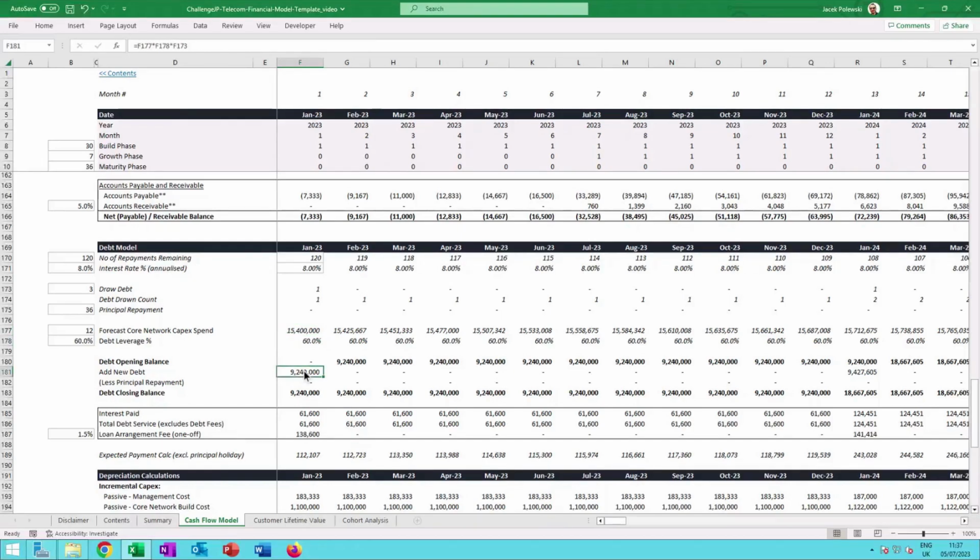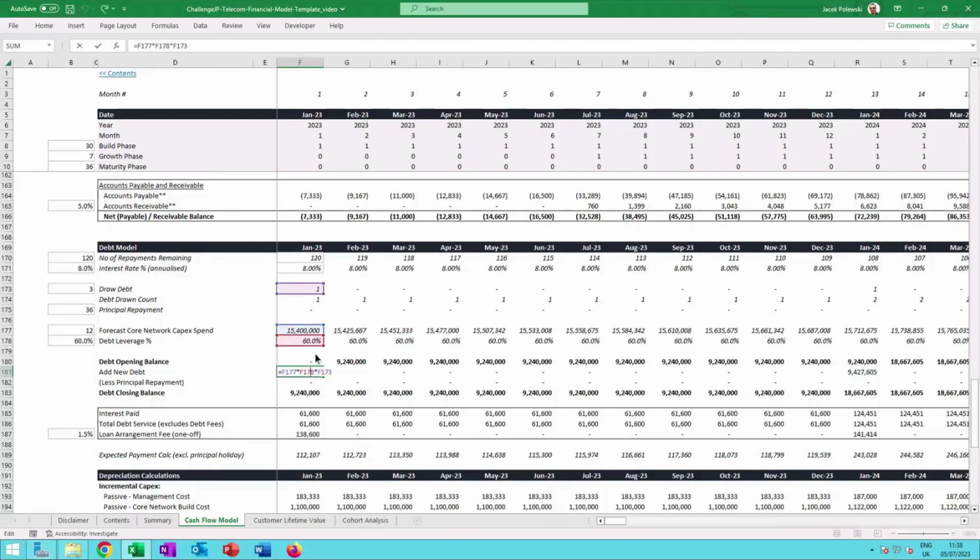For example, here I made an assumption that I can draw debt 3 times, so in the first 3 years, every 12 months. Again, those assumptions are linked to the summary page table. You will see that here I'm starting my debt schedule with the opening debt balance, which in month 1 would be 0. And then I'm adding new debt, which is 9.2 million.